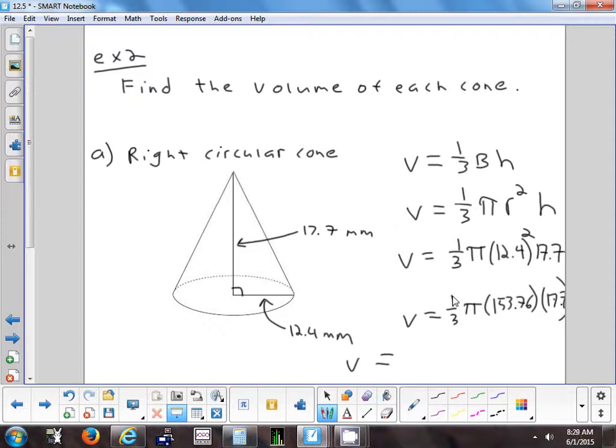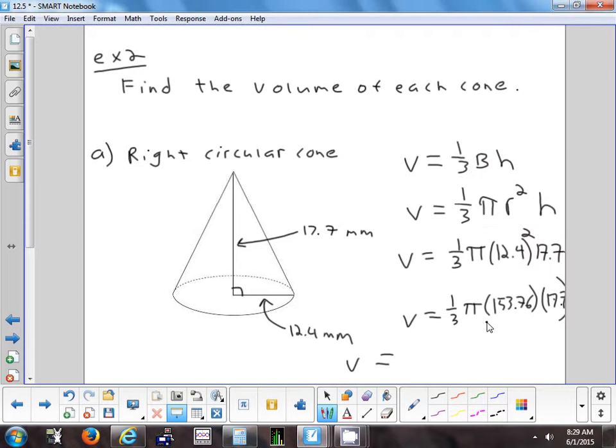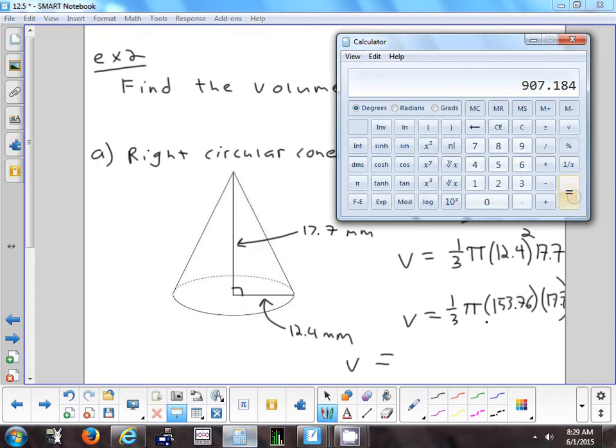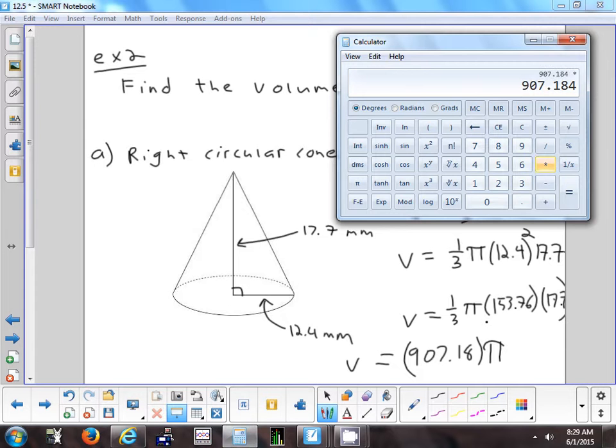I'm going to take 153.76, multiplied by 17.7. I'm not even going to write it down. At the same time, I'm just going to hit divide by 3. That's like multiplying by 1/3. And I get 907.18 times pi. If they ask you to leave it in terms of pi, you can stop right there. 907.18 pi. If they want it rounded off, just hit times pi.